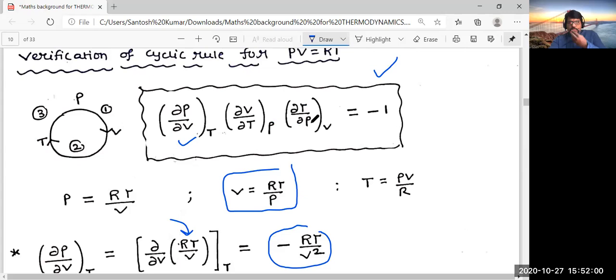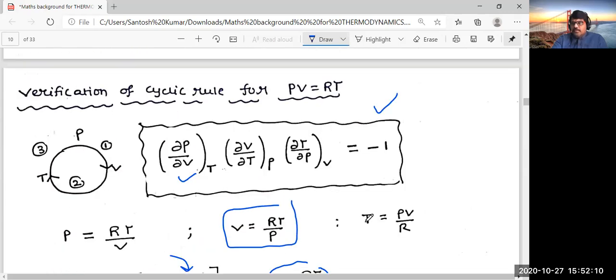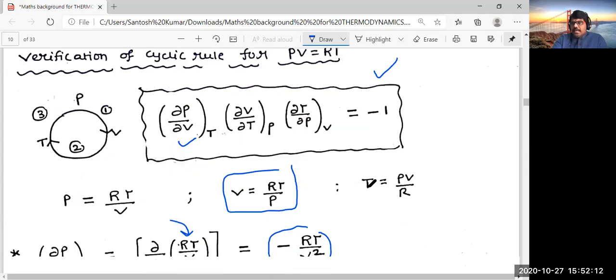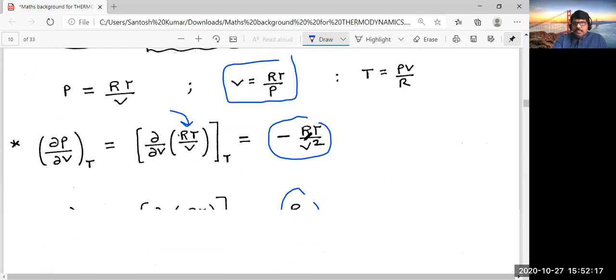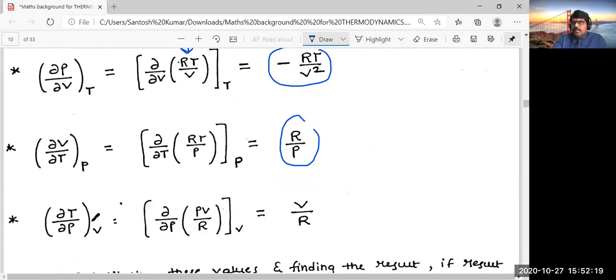What is the third term? What is the function here? Temperature. What is the operator? P. What is the constant? V. So from the ideal gas equation for 1 mole of gas, T is equal to PV by R. If you find the value of del T by del P, here T is equal to PV by R, and the volume is constant. R is constant. So the differential of P with respect to P is equal to 1. The result is V by R.